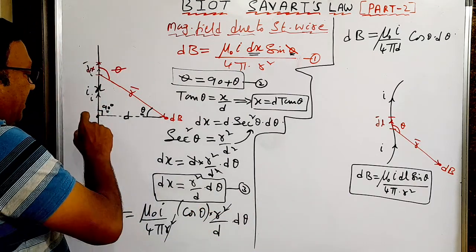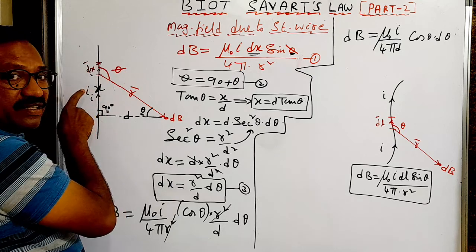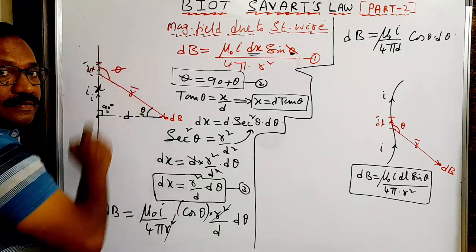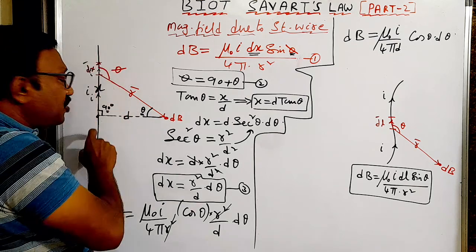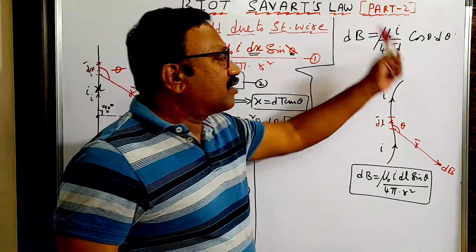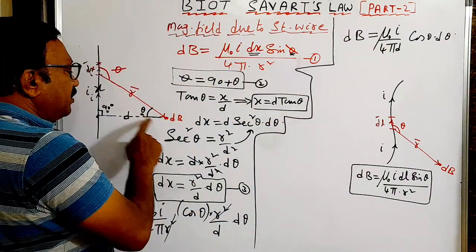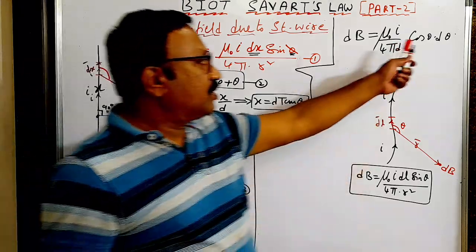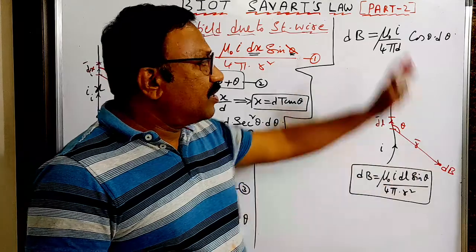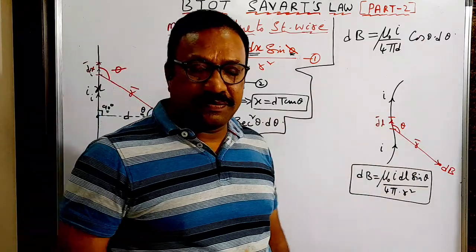See, if you are taking element dx, this dx can be taken anywhere. This x is a variable distance. So dx, dx, dx, for any position of dx, perpendicular distance is constant. So d is constant. But as the position of dx is changing, theta changes. So theta is variable. Current is constant. So there is only one variable now. Now it is suitable for integration.